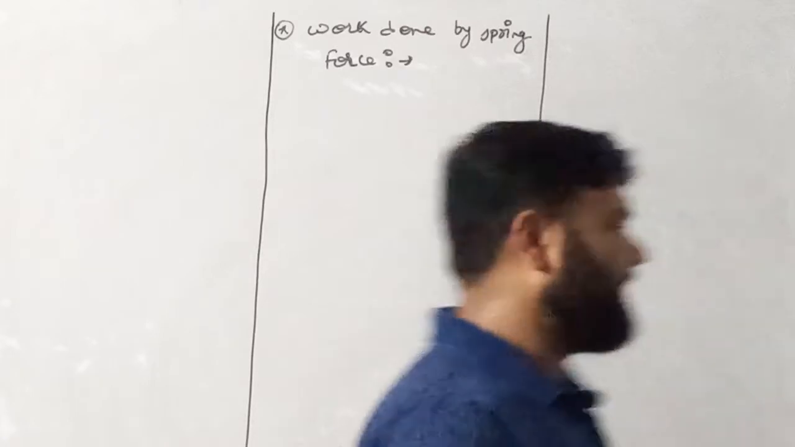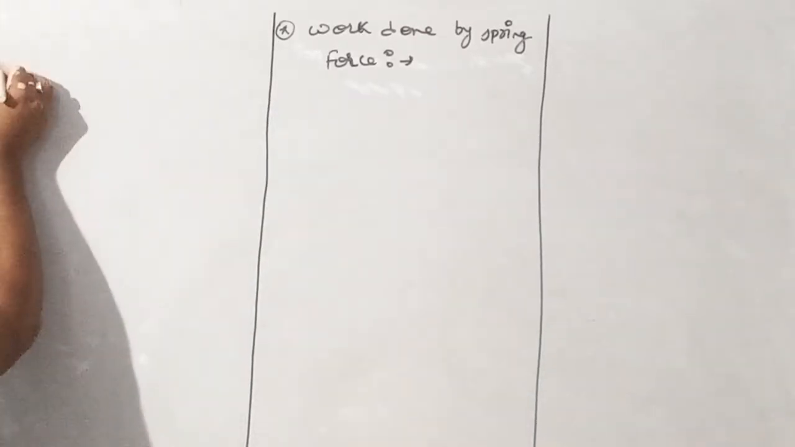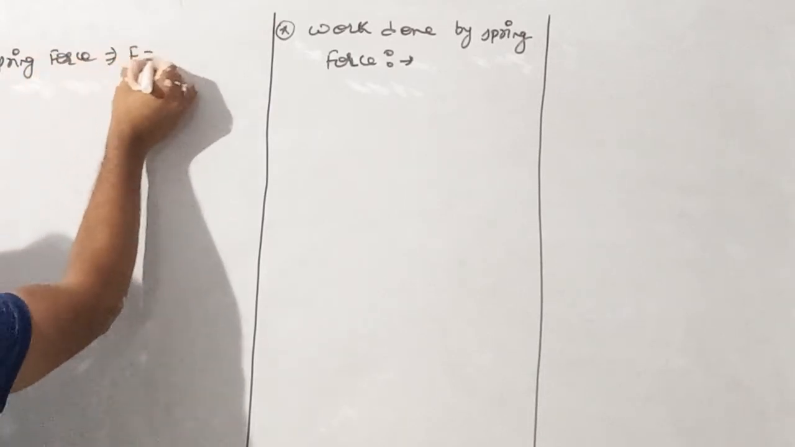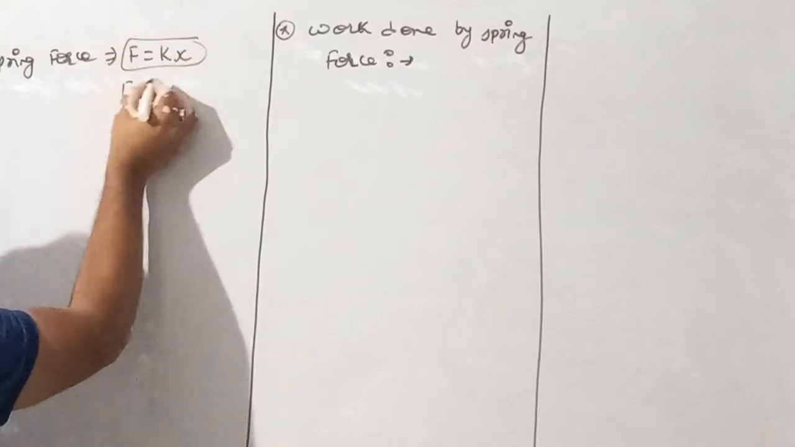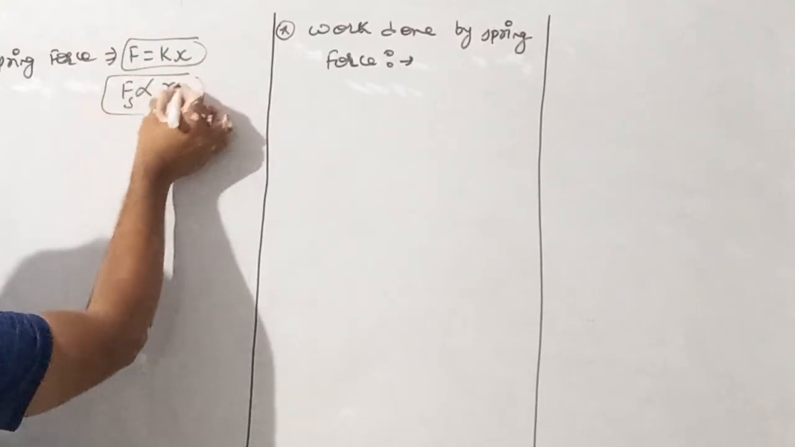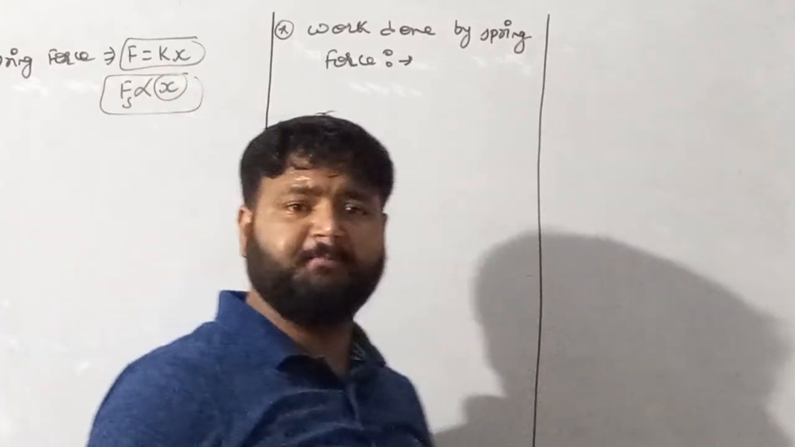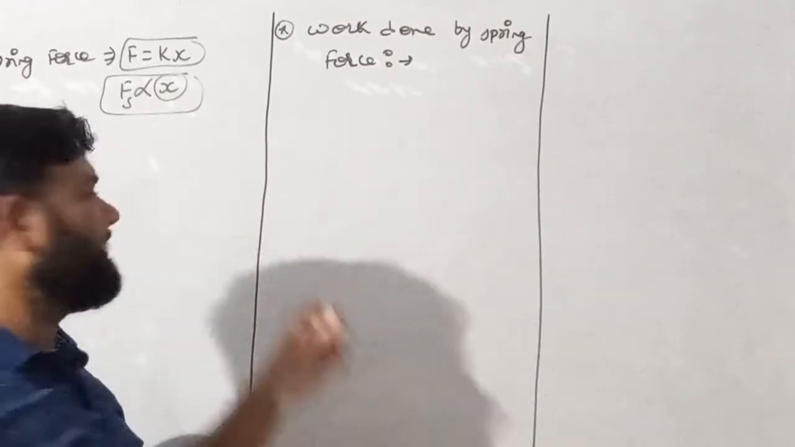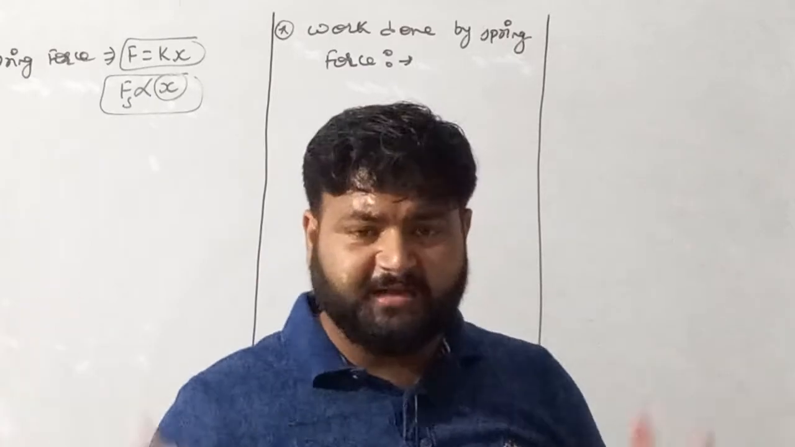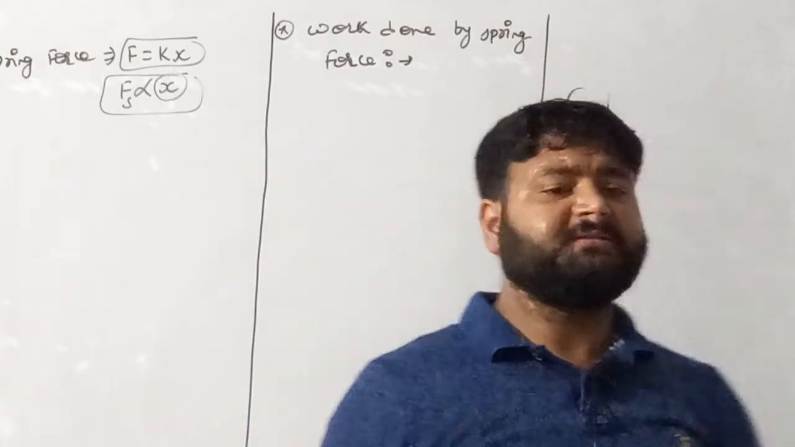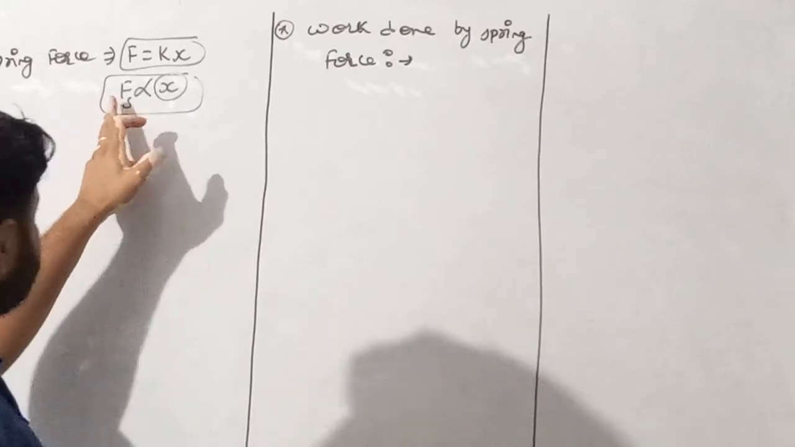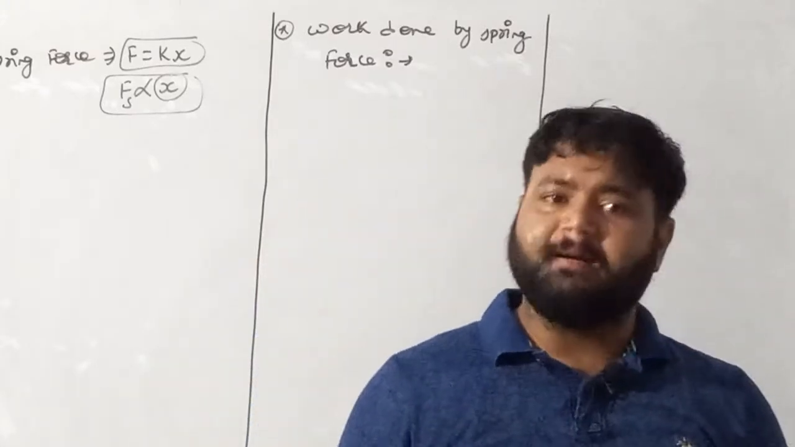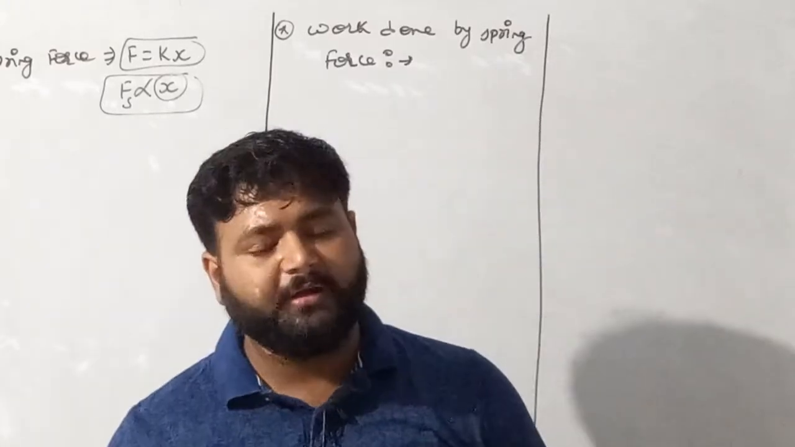Now see, my dear student, try to understand. Spring force is F is equal to Kx, which means spring force is proportional to x. x is either elongation or compression. If you elongate the spring more, the value of spring force is more. If you compress the spring more, the value of spring force is also more. So spring force is directly proportional to either elongation or compression.